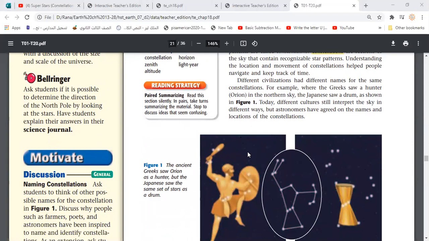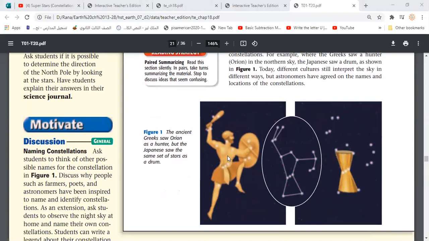So for example, here you could find that the old Greeks looked at this pattern of stars and called it the Orion, the great warrior, as you can observe here. It appears like a warrior holding his armor and carrying a stick or weapon. The same arrangement of stars in Japanese culture, they saw as a drum.